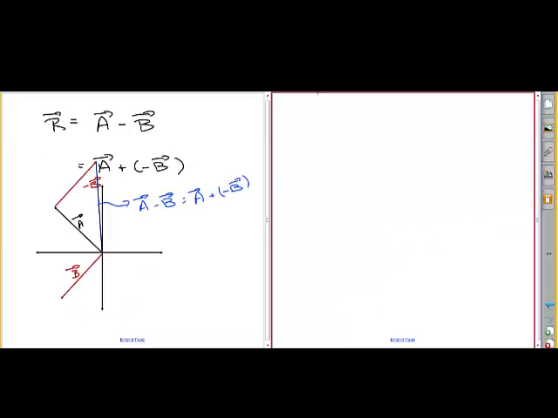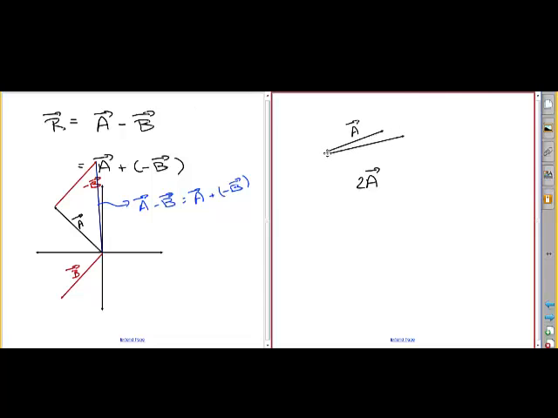Oh, there's the third case, multiplying by a scalar. So if you have vector A like this, what is 2 times vector A? So the scalar 2 does not affect the direction, it just affects the magnitude.